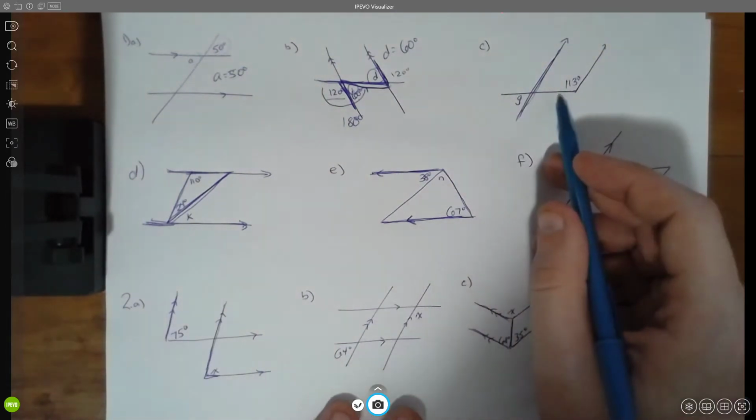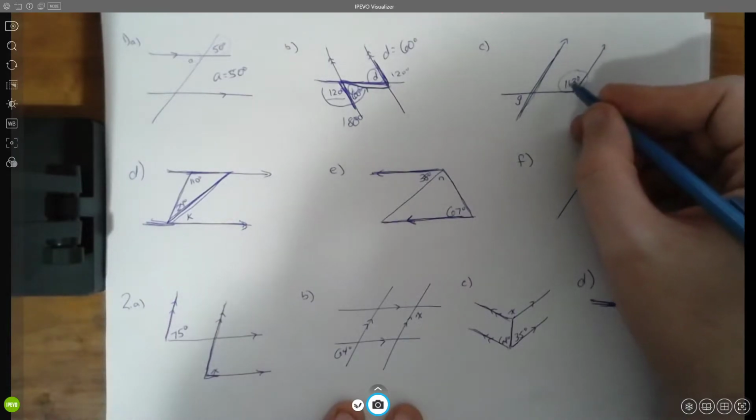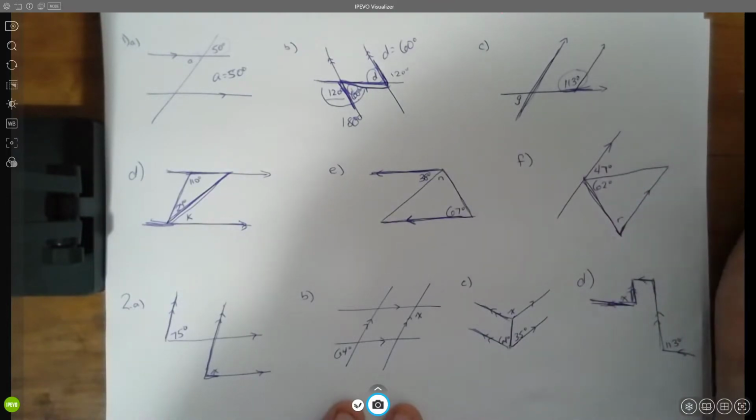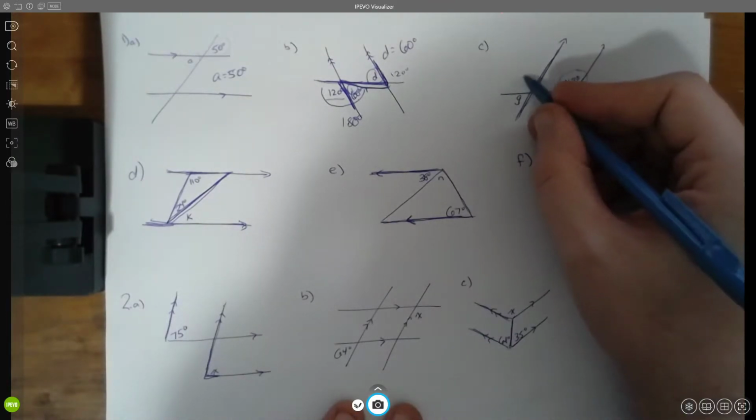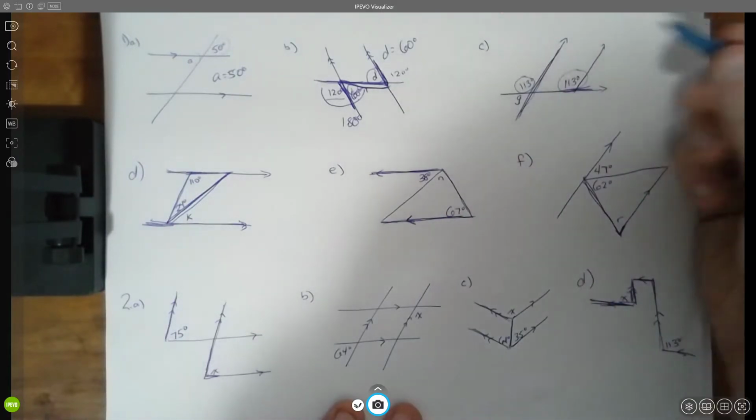Here, we have a similar sort of situation. So if I know this value, then this value here, where this crosses, although this line doesn't extend, we can think of it like it extends, is going to be the same as the value here. So this is also going to be 113 degrees.